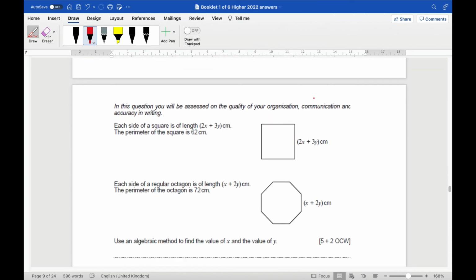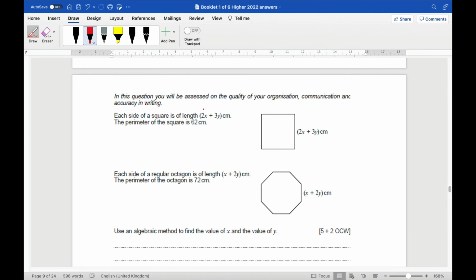Or something with a couple of shapes. Each side of the square is that, and the perimeter is 62. So if I times that by 4, because there are 4 of them added together, I get 8x plus 12y, and the perimeter is 62. Or here, there's 8 of those sides, so if I expand the brackets, I get 8x plus 16y equals, there's an octagon, equals 72. Okay, you got calculators.